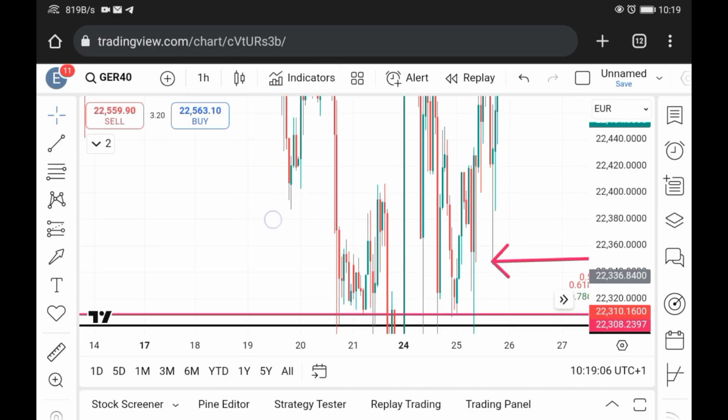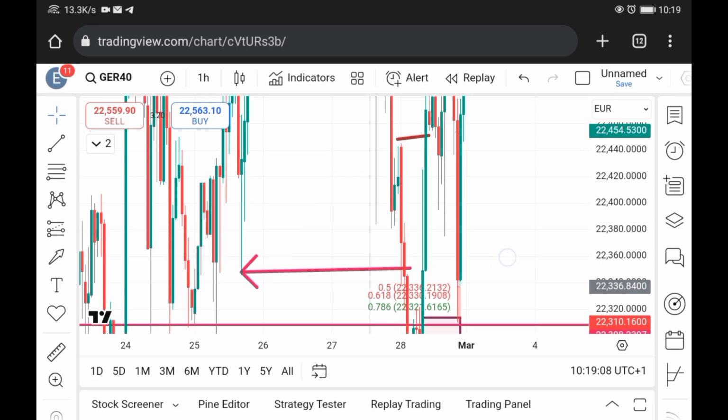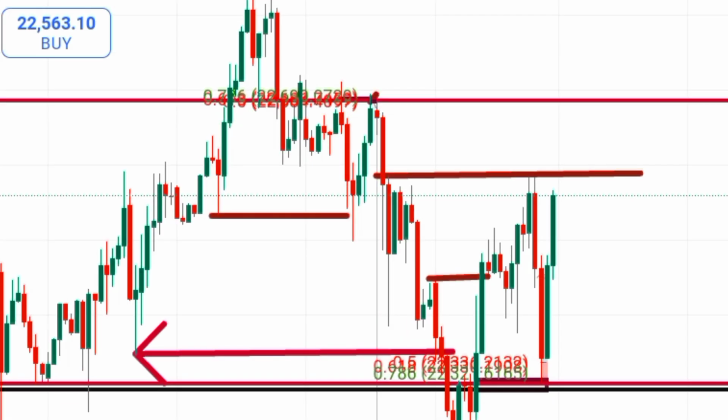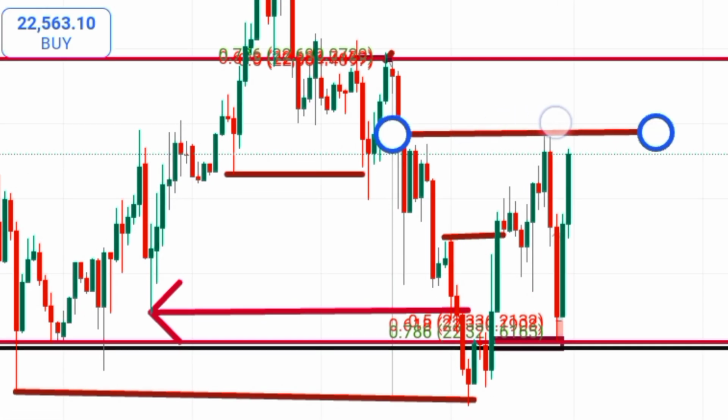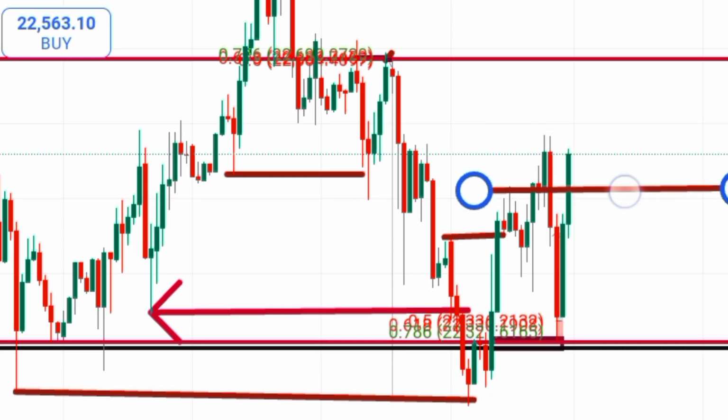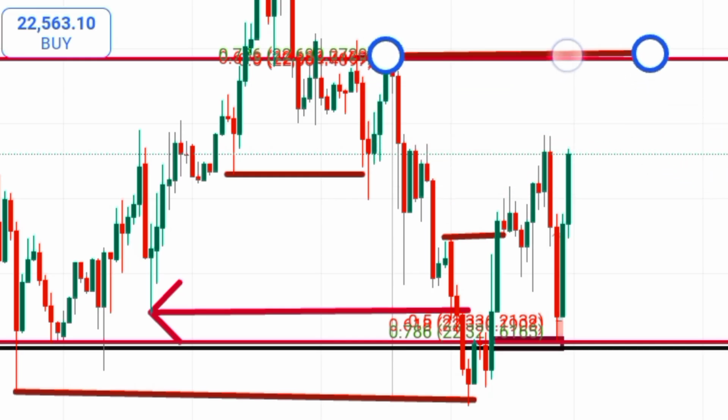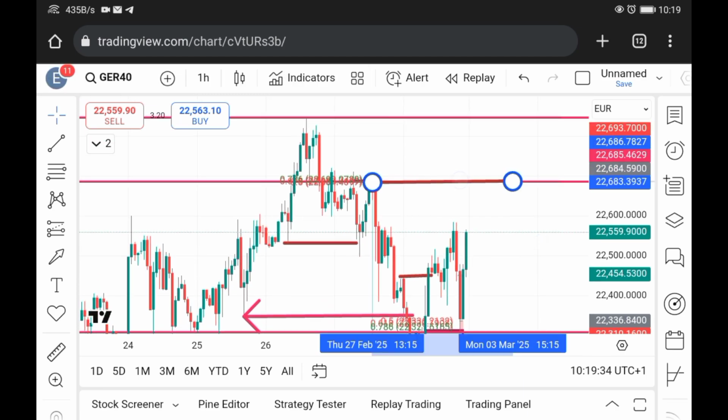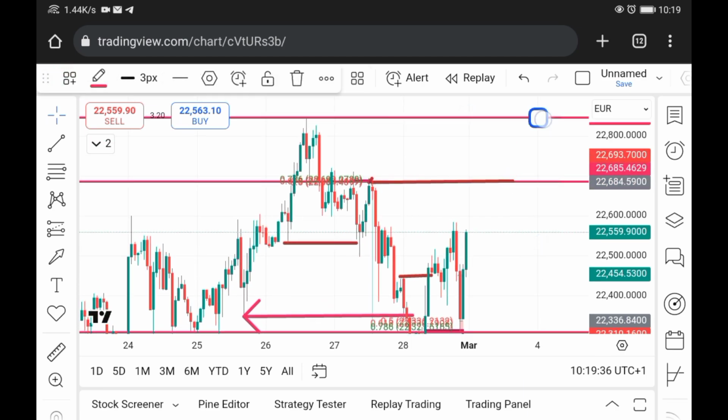Let's look for zones to target. On my H1, we've got this zone that is not yet liquidated. So that will be the first zone to target. This zone right here will be the first, and we have our second zone right here. We have our third zone right here.